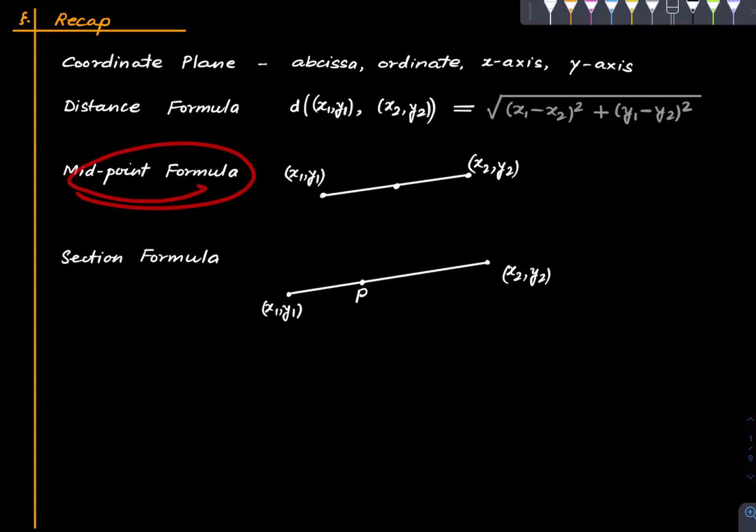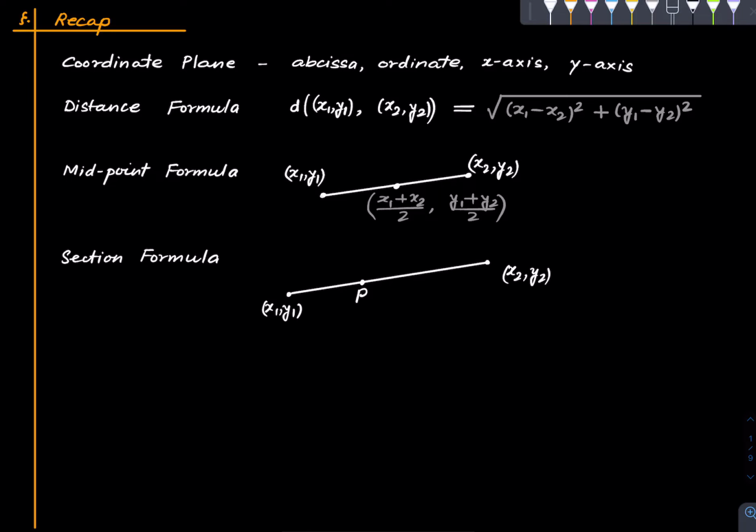All right, we have the midpoint formula. So suppose we have 2 points x1, y1 and x2, y2. Then the midpoint of these 2 points is given by this formula. Very simple and nice.